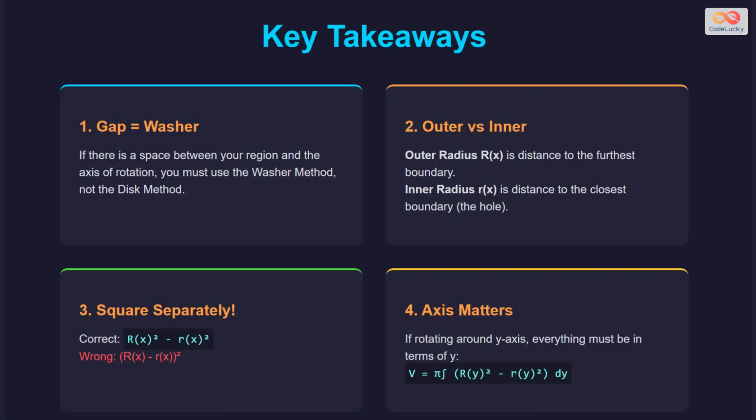To wrap up, remember these 4 points. 1. If there is a gap between the region and the axis, use washers. 2. Clearly identify your outer and inner radii. 3. Always square the radii separately, never subtract them first. And 4. Pay attention to the variable of integration. If rotating about the y-axis, your functions need to be in terms of y.